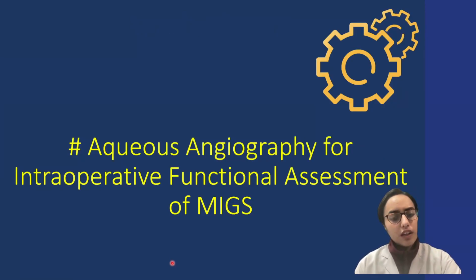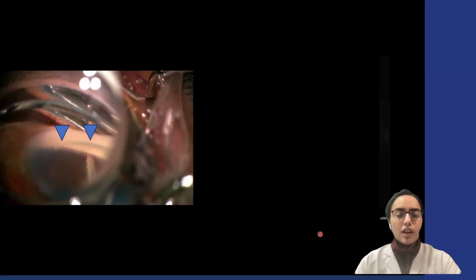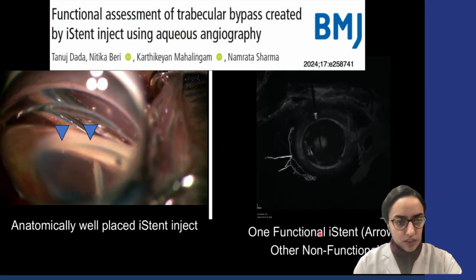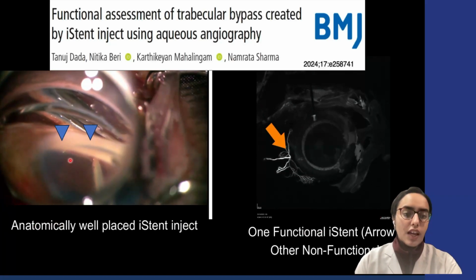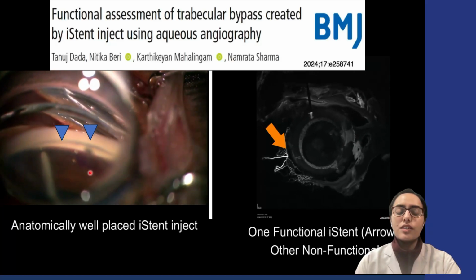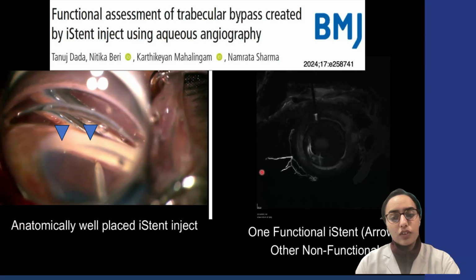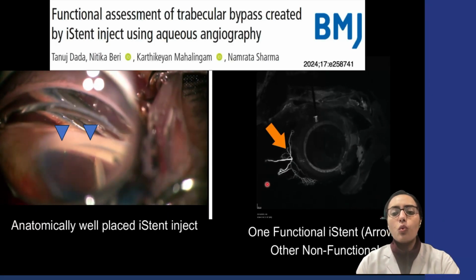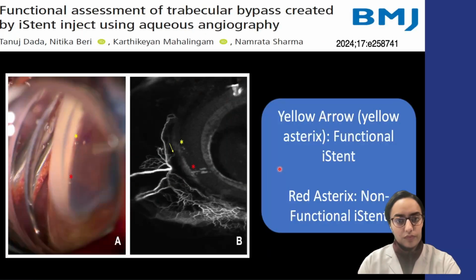Moving further, another clinical application of aqueous angiography is the intraoperative functional assessment of MIGS. Trabecular stenting procedures were evaluated. On the left side of the screen, we can see two anatomically well-placed iStent injects. And on the right side of the screen, we can see that on aqueous angiography, there was only one functional stent. Looking at this more closely in figure B, we can see that the yellow arrow is pointing towards the functional iStent inject denoted by the yellow asterisk.